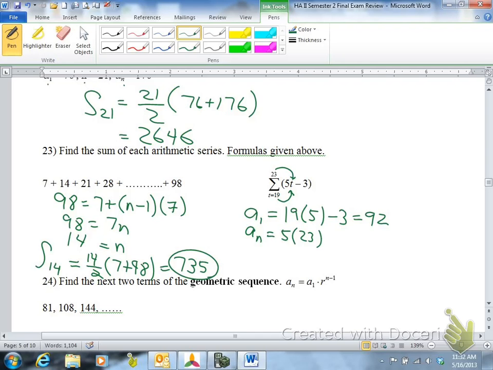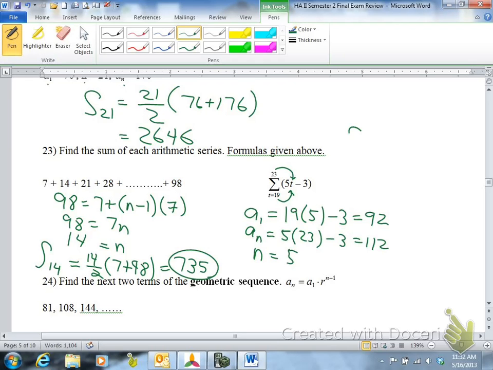Oh, I kind of switched this, but hopefully you figure that out. 112. And then n is the number of terms. How many terms do we have? 5. How'd you get 5? You count from 19 to 23. Or you subtract and add 1. Because when you subtract, you count in between the numbers. So you don't want 4, you want 5.